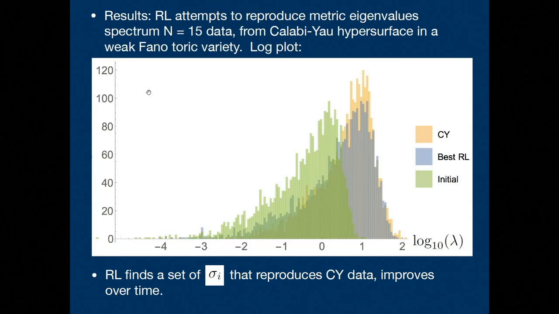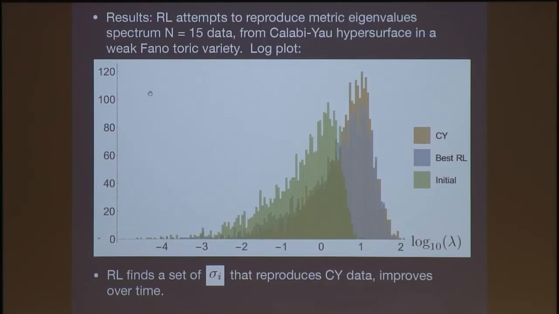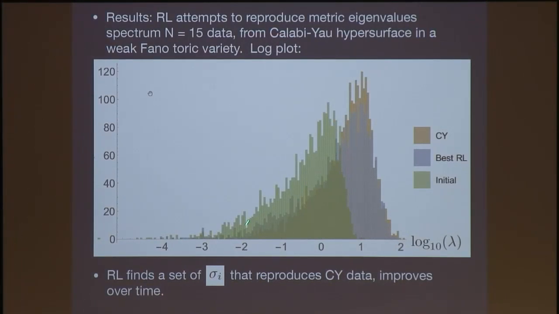This green is the null RMT model, the null Bergman metric, and the yellow is the Calabi-Yau data, and the blue is the best state the RL found. And you can see that this is a log plot. The null RMT model was very bad, but it got quickly shifted over by the RL, which found a very good state that pretty well approximates the Calabi-Yau data.